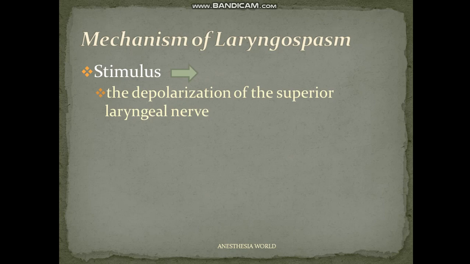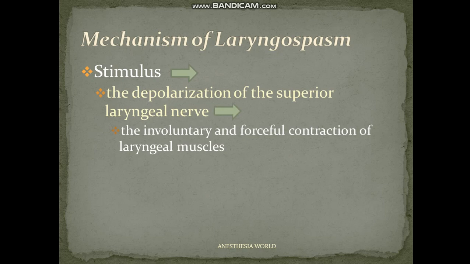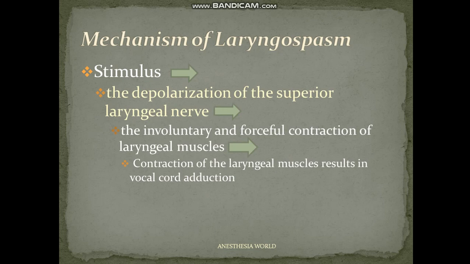So in the mechanism, first there is a stimulus which stimulates the vocal cord, especially the superior laryngeal nerve. Then there is a depolarization of the superior laryngeal nerve, which results in the involuntary and forceful contraction of the laryngeal muscle. This results in total vocal cord adduction, which finally results in complete airway obstruction and impaired ventilation, which we call laryngospasm.